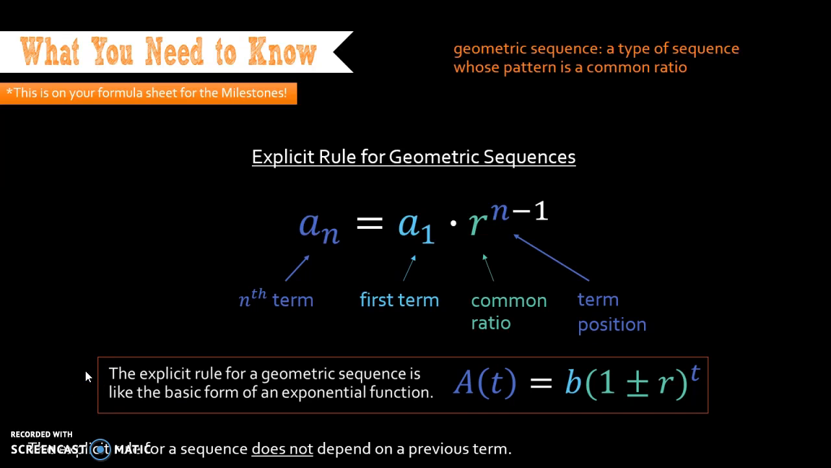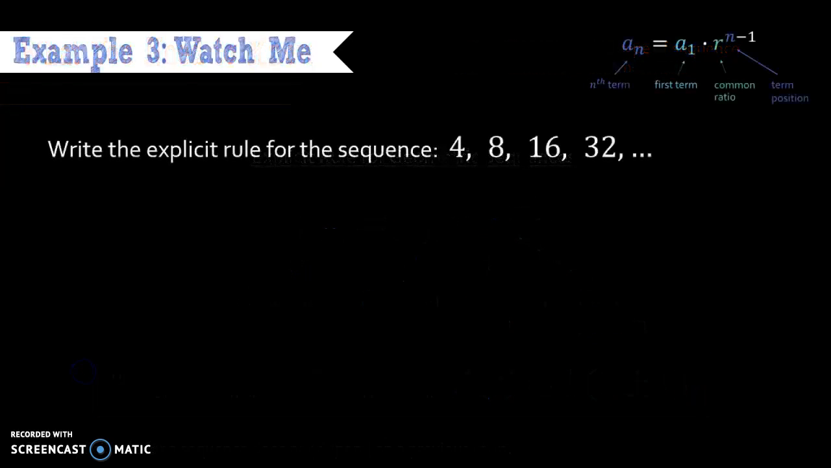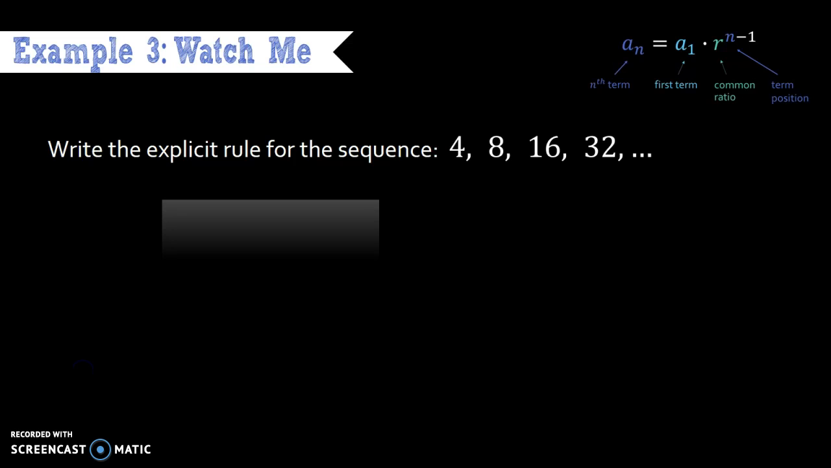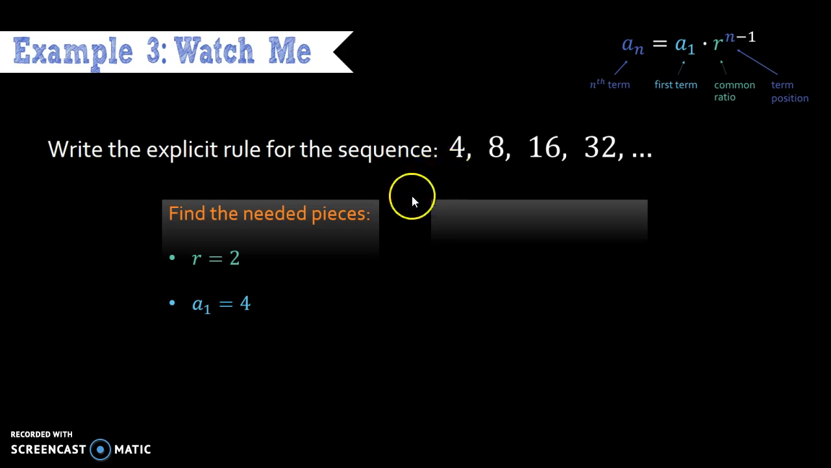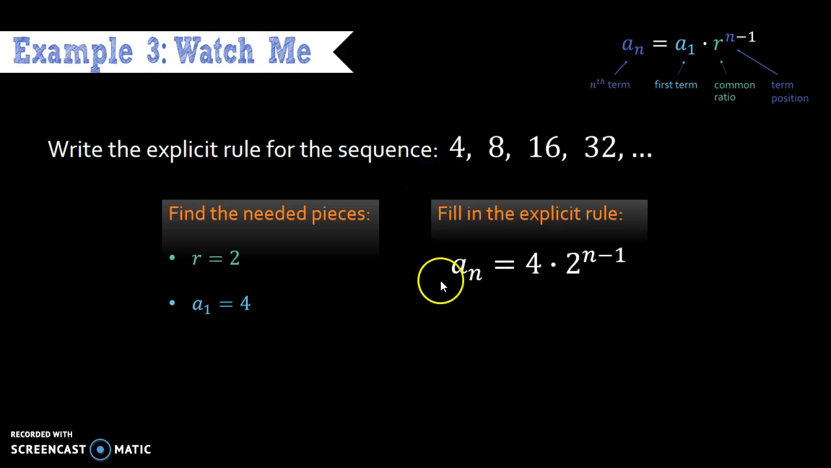The explicit rule for a sequence does not depend on a previous term, so a lot of times the explicit rule is way, way easier to use. Here's an example. Write the explicit rule for the sequence 4, 8, 16, 32. Let's go find everything that we need. We need our common ratio, which we know is 2, because we're multiplying by 2 every time. We need our first term, which is 4, because that's literally just the first term we see. And now we're ready to fill into our formula. A sub n is equal to 4 times 2 raised to the n minus 1 power.